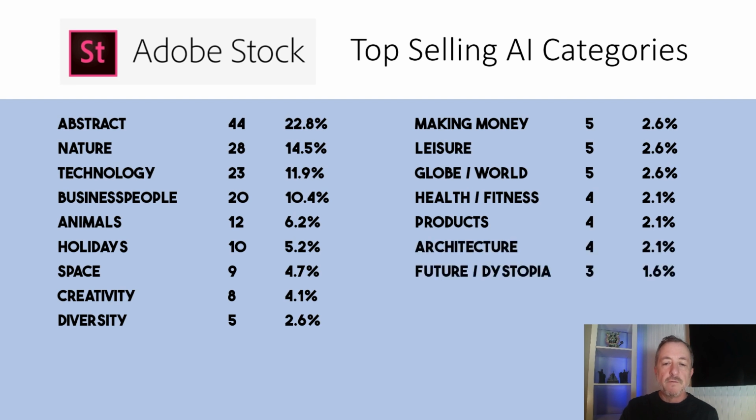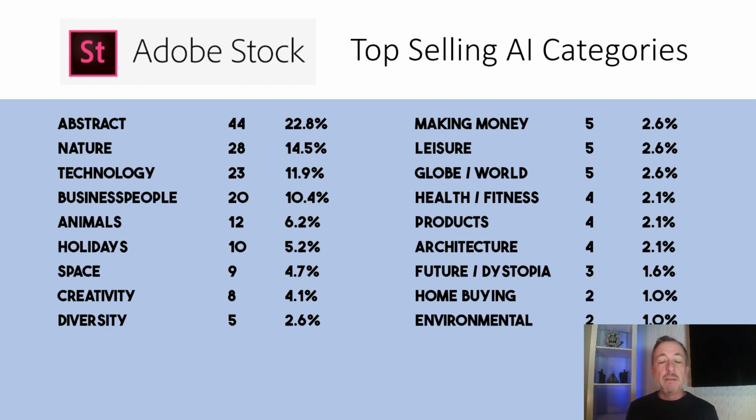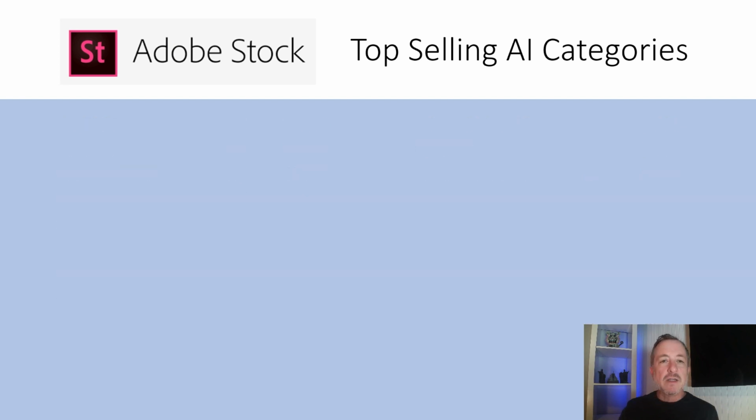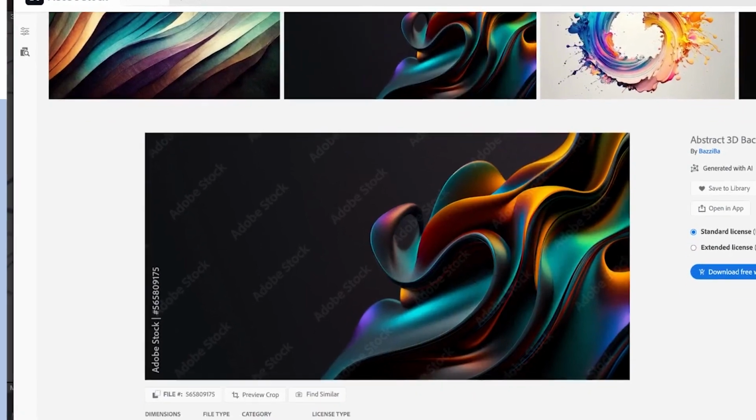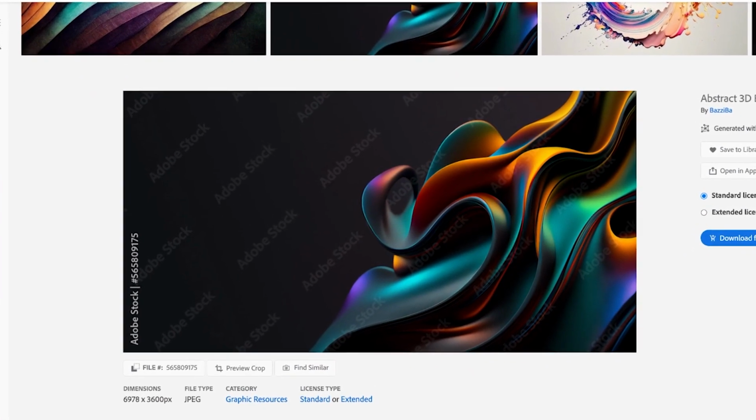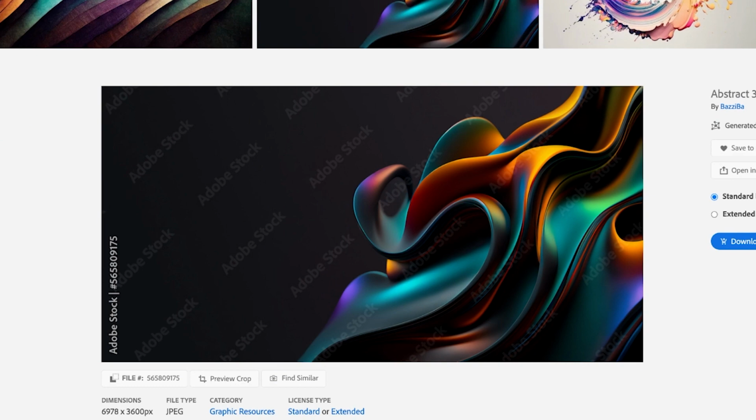architecture, future or dystopia, some kind of a pessimistic look at the future world. Home buying, so purchasing real estate, and then environmental topics. And you'll see as we go through these, and I show some examples on the screen, some of these could fall into many more than just one category. So let's dive into the categories one by one. You can see how I've grouped them into subcategories so you can get a little more specific idea on where the opportunities are.